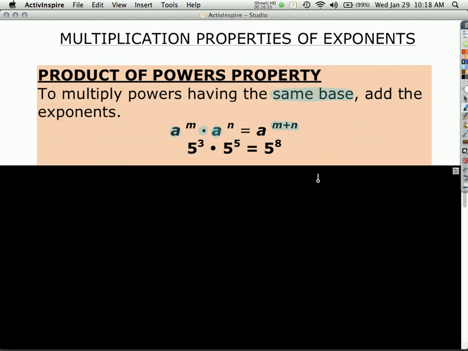Here is a practical example. 5 to the 3rd power times 5 to the 5th power. First of all, is it a multiplication problem? Yes. Do they have the same base? Yes. Since they have the same base, you can do 3 plus 5, and that's how we get the 8.